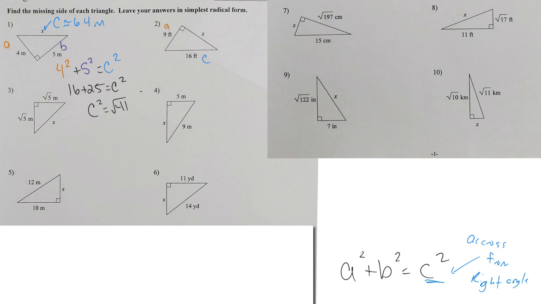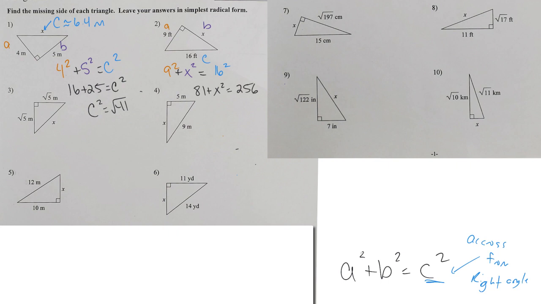We will say that B is X. So I'm going to have 9 squared plus B squared. We don't know B, we can call it X. So X squared equals 16 squared. So once we do the first part, we have 81 plus x squared equals 16 squared, which is 256.